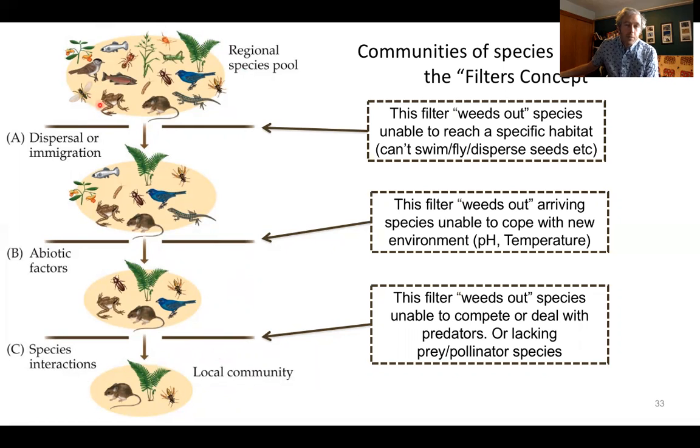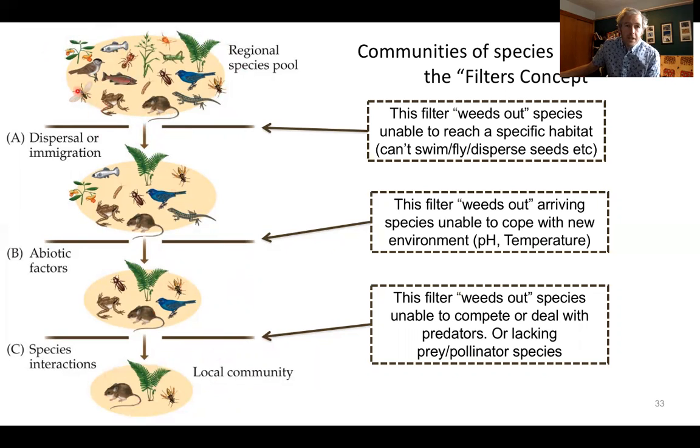So this, for example, would be all the species that exist in all of North America. Our local community would be the species that exist in Logan Canyon, if that makes sense. So we have the continental-scale diversity and then the species that exist in one small space. To get from here to here, you have to pass through a series of filters.